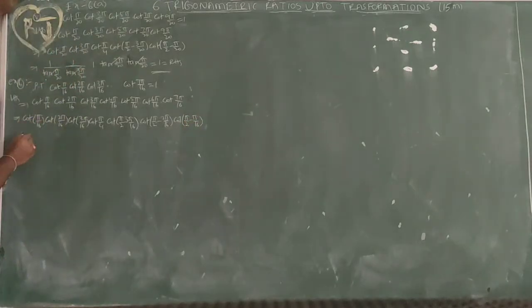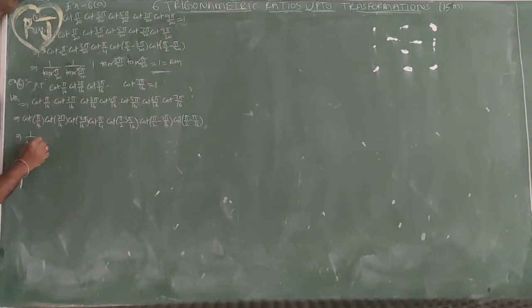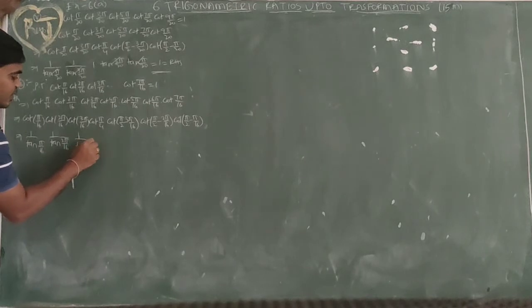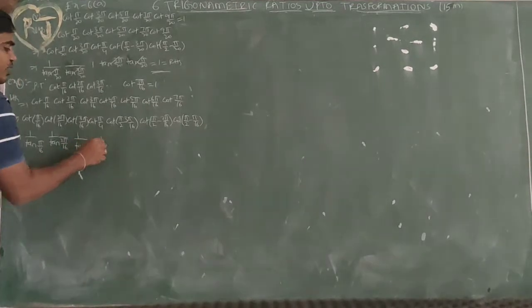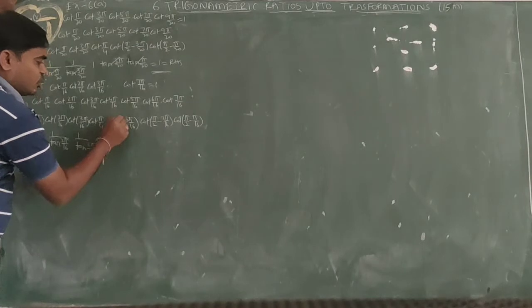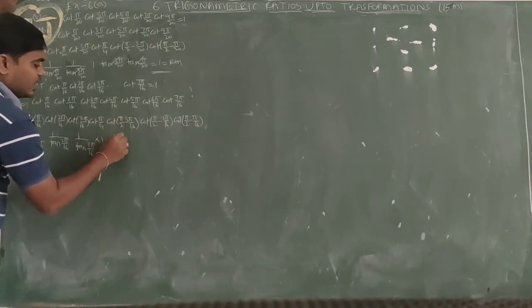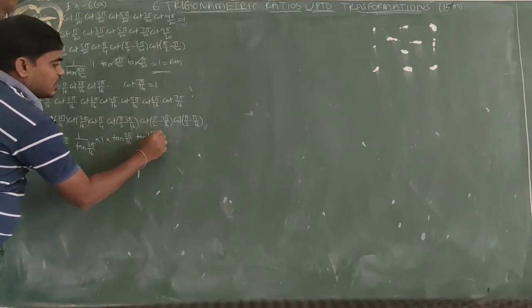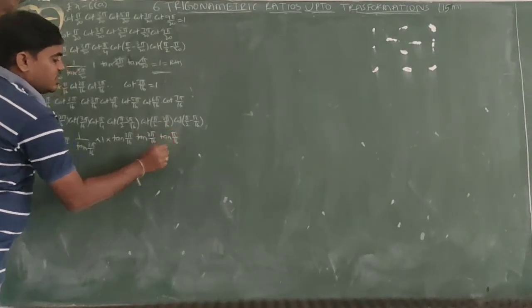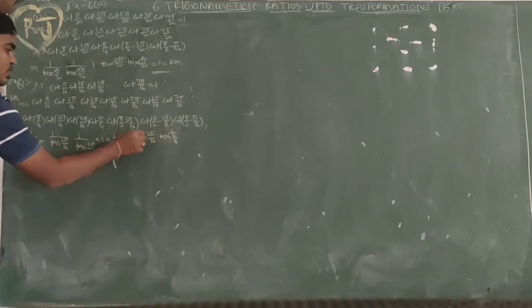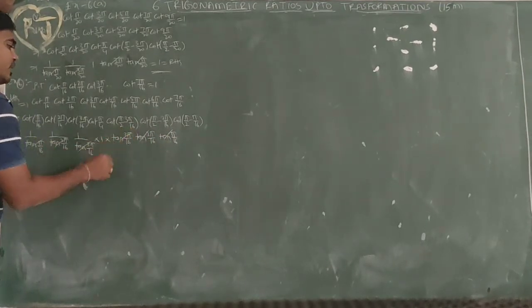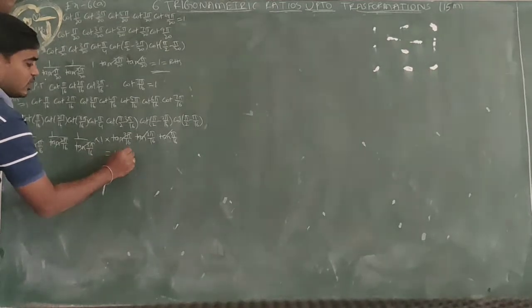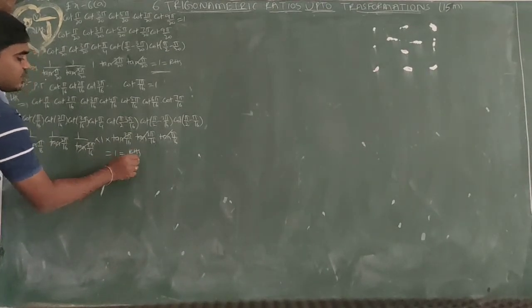So cot equal to 1 by tan: 1 by tan pi by 16, 1 by tan 2 pi by 16, 1 by tan 3 pi by 16. Cot pi by 4 is 1. Cot of pi by 2 minus an angle will become tan: tan 3 pi by 16, tan 2 pi by 16, tan pi by 16. So tan pi by 16 cancels, tan 2 pi by 16 cancels, tan 3 pi by 16 cancels. Equal to 1. That is equal to the RHS.